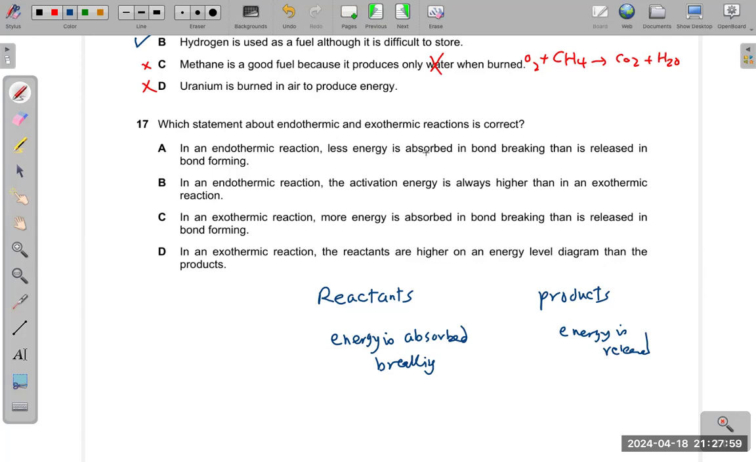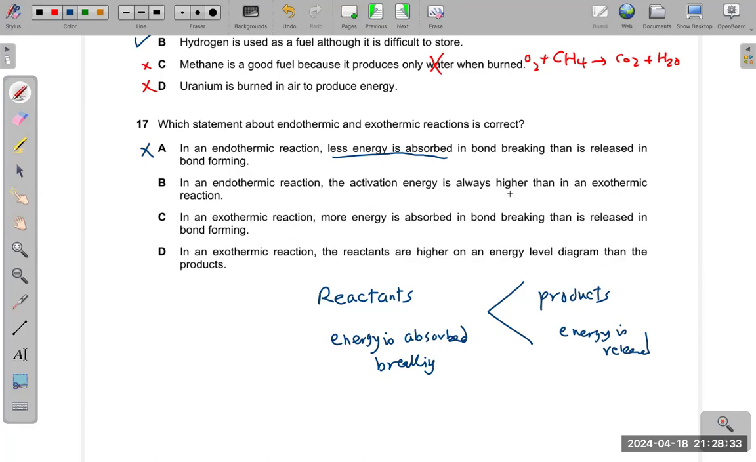He said energy is absorbed, so this might be correct. And energy is absorbed in endothermic reaction. And the energy which is absorbed in bond breaking is less than the energy which is released. يعني طلع energy كتير قوي يا مستر. يبقى اسمها ازاي endothermic? It cannot be endothermic if you said that there is too much heat released. So this is wrong. In an endothermic reaction, activation energy is always higher than in an exothermic reaction.